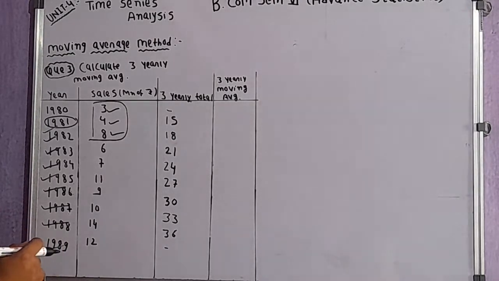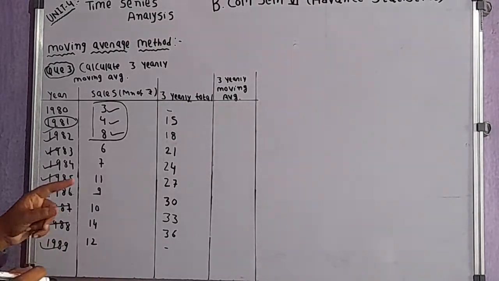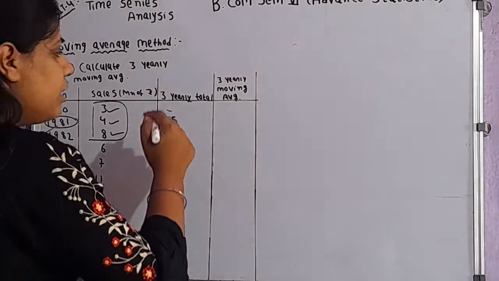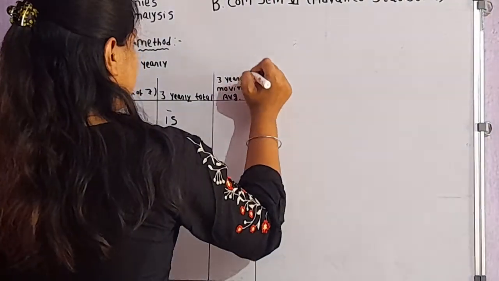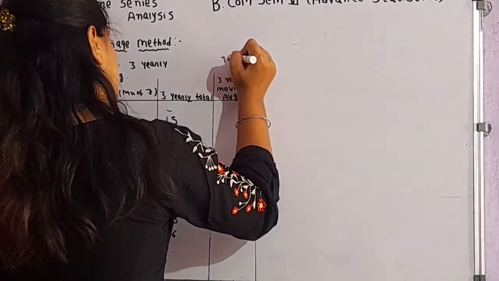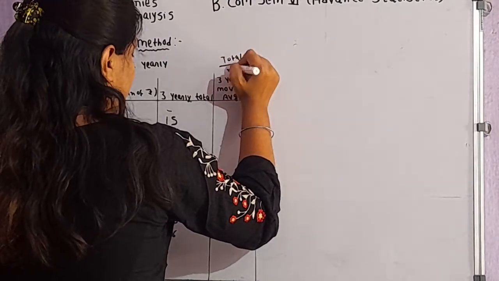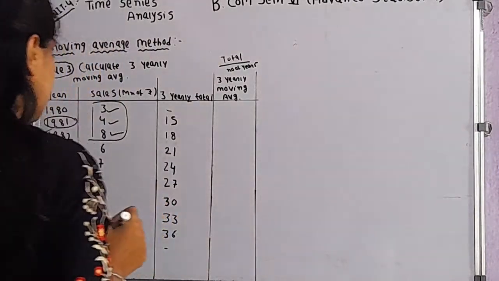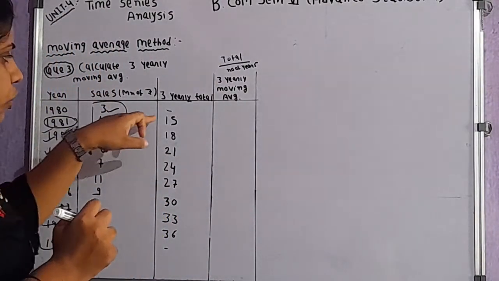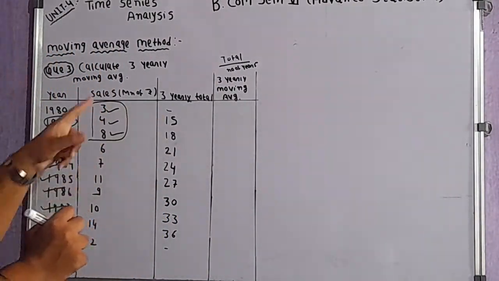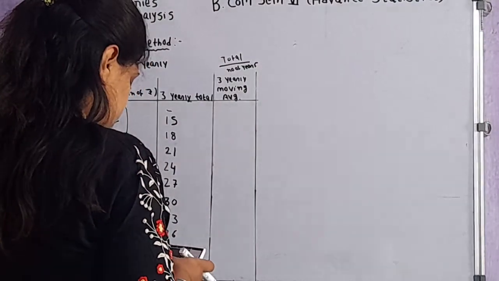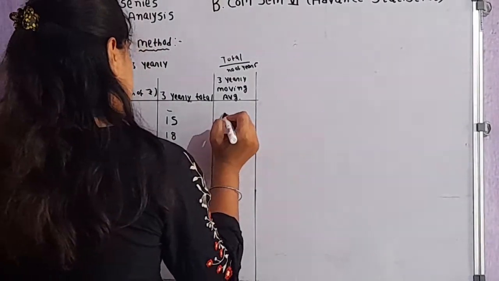Now what we have to do is calculate the 3 yearly moving average. This is the 3 yearly total. How do we compute the average? By using the total divided by the number of years. So here 15 is the total. The number of years that we have considered for getting this 15 is 3. So 15 divided by 3 comes to 5.